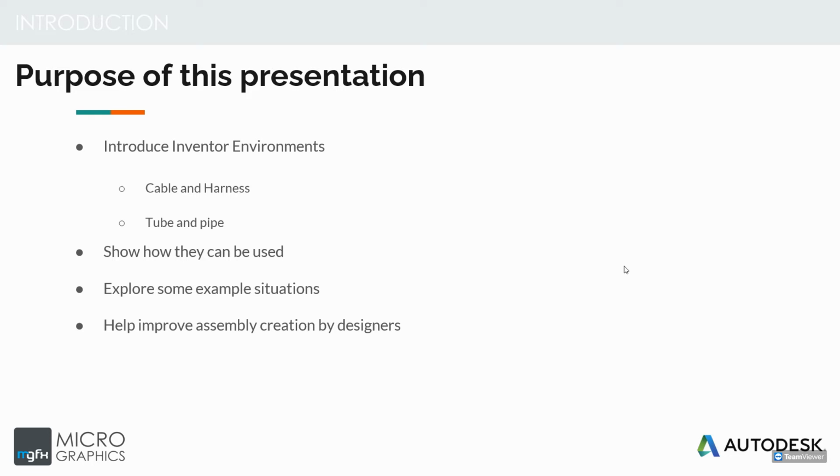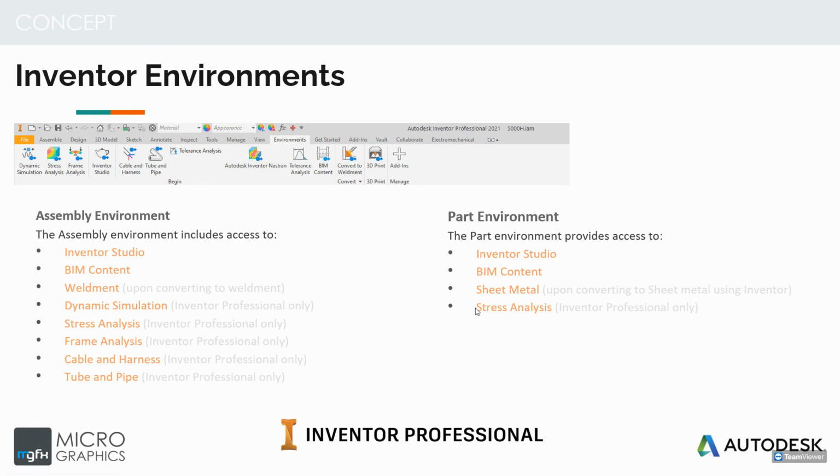I would like to show you how they can be used because a lot of people aren't really aware that they are there and they can add value to whatever type of electromechanical designs you're making. We will explore some example situations. So I have some little test models and real life projects that I did for clients, so you can see what they look like. And then we'll show you how they can help improve your creation of assemblies by having everything in one place. So hopefully they will benefit you in some way.